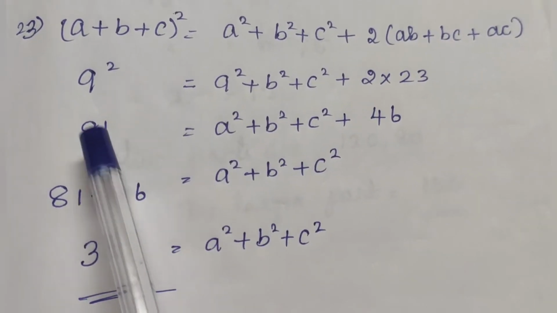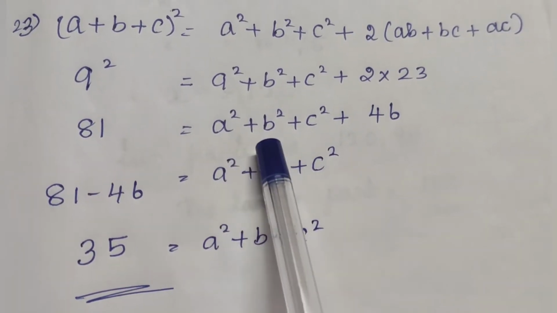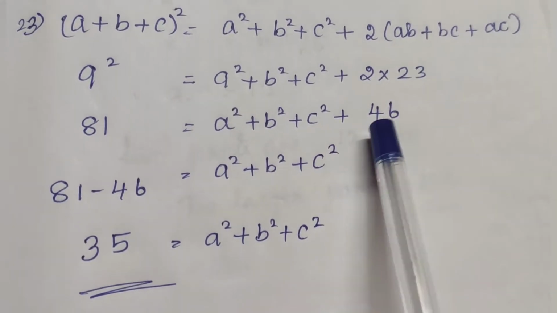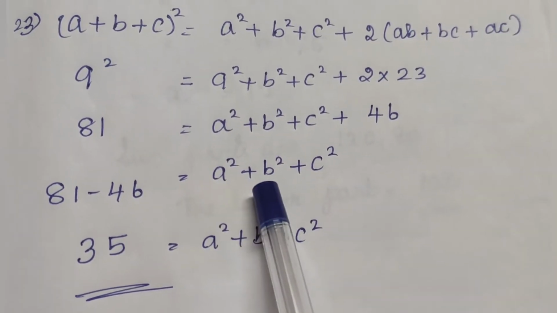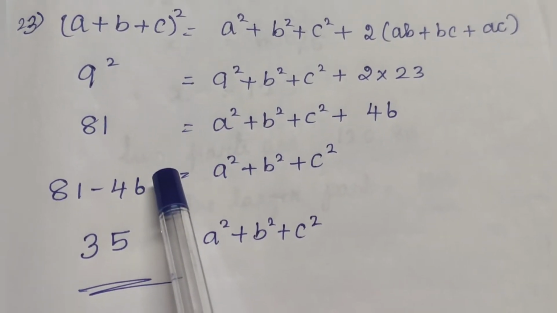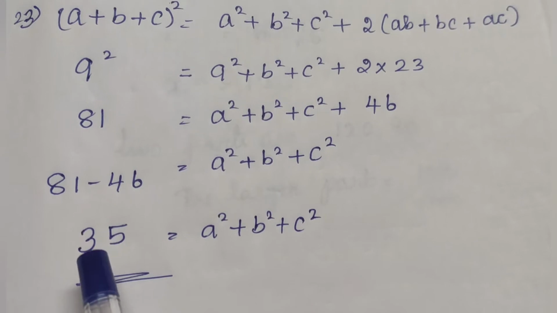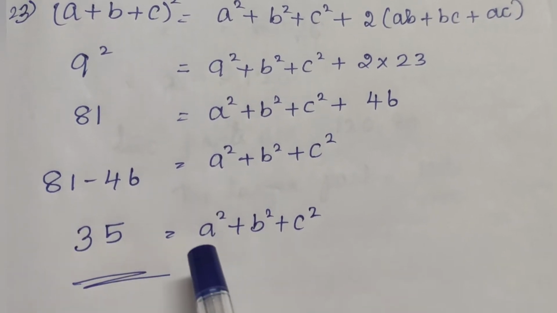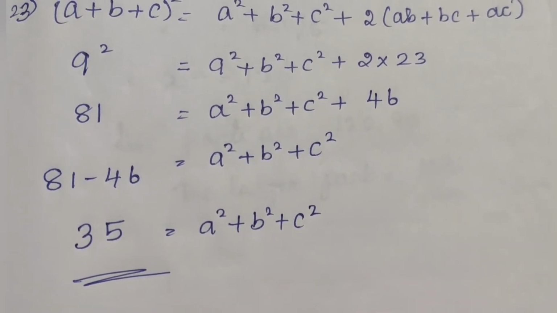So we get 9 nines are 81 equal to A square plus B square plus C square plus 2 into 23, which is 46. So A square plus B square plus C square is equal to 81 plus 46. When it is transposed, it becomes minus 46. So 81 minus 46 is equal to 35. Hence the value of A square plus B square plus C square is 35.